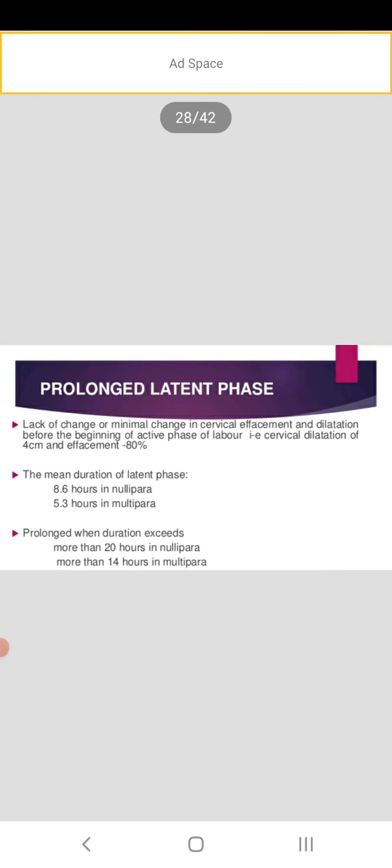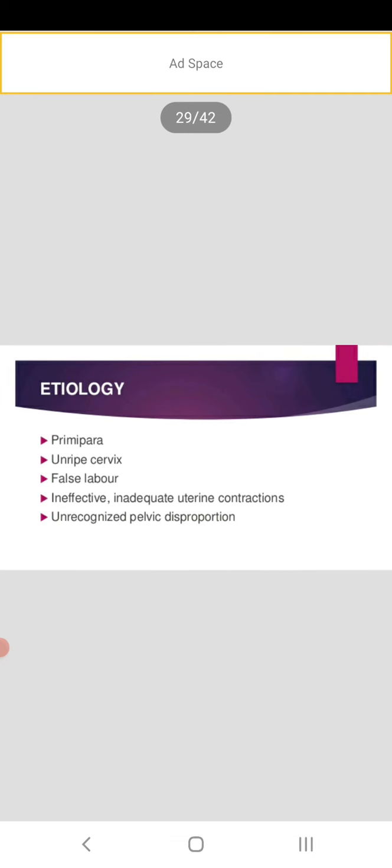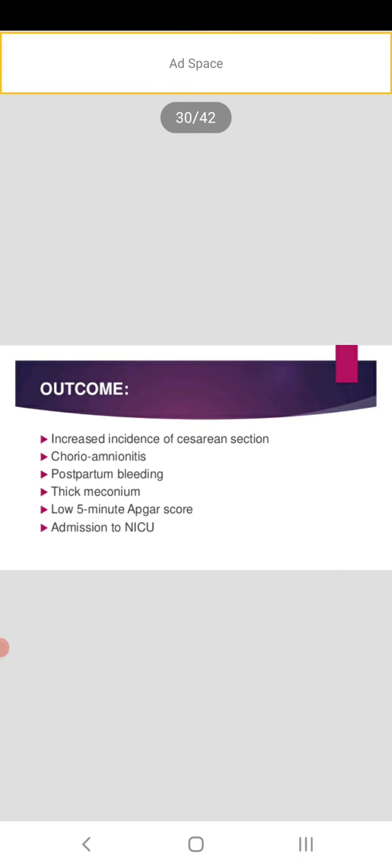Then prolonged latent phase, like minimal changes in cervical effacement and dilatation before beginning the active phase of labor. Cervical dilatation of 1 centimeter, effacement of 80%, mean duration of latent phase: nullipara 8 to 6 hours, multipara 5 to 3 hours. When duration exceeds 20 hours in nullipara and 14 hours in multipara. Etiology: primipara, unripe cervix, false labor, ineffective, inadequate uterine contractions, pelvic disproportion.